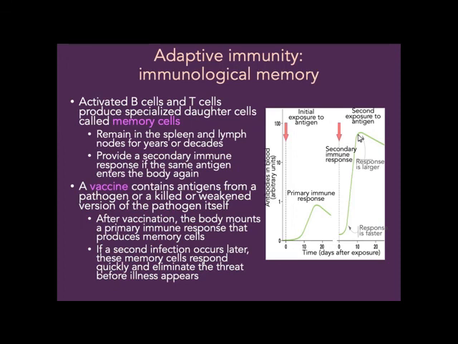A vaccine contains antigens from a pathogen or a killed or weakened version of the pathogen itself. So some vaccines have just the little nubbins on the outside of the pathogen, right? So it's just the nubbins. Some have the pathogen itself. Maybe it's been killed or weakened, so it can't hurt you. And then after vaccination, the body is going to mount a primary immune response that produces memory cells, so that later, when you actually encounter the disease in the real world, the memory cells respond and eliminate the threat before you become sick.